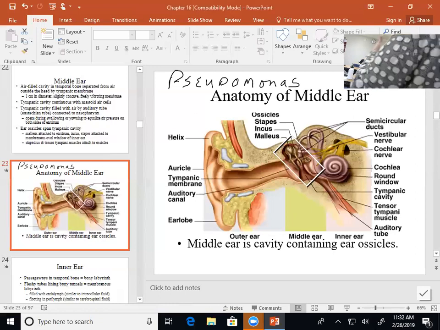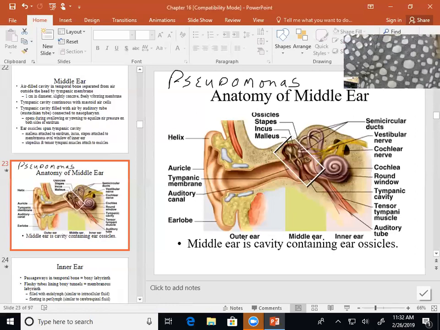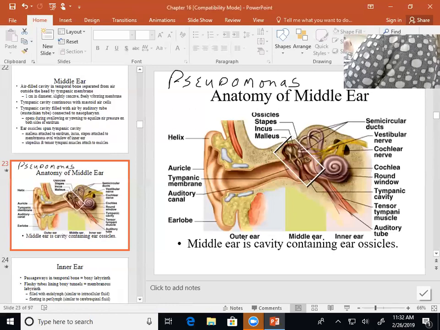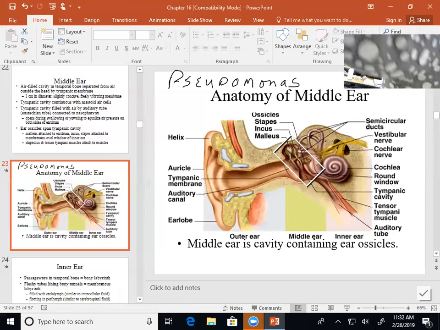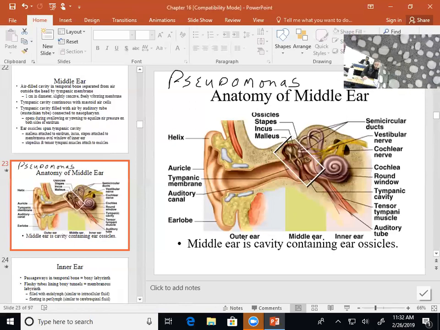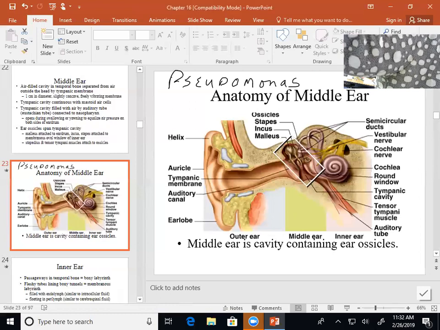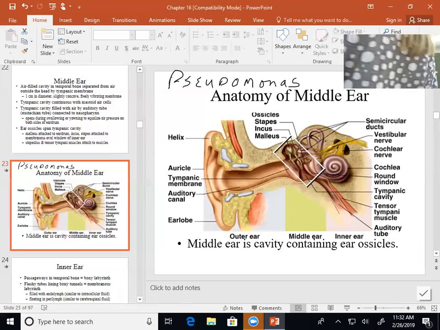I'm going to give you a word bank of the structures you need to know for the eye, the ear, and the brain. I'm also going to start with that here and go over it again on the recording and point out each of the structures that you would need to know. So then you'll take your labs.